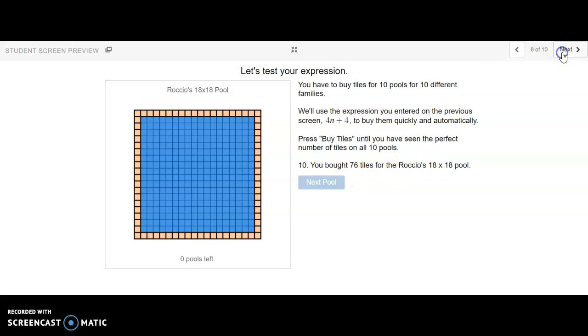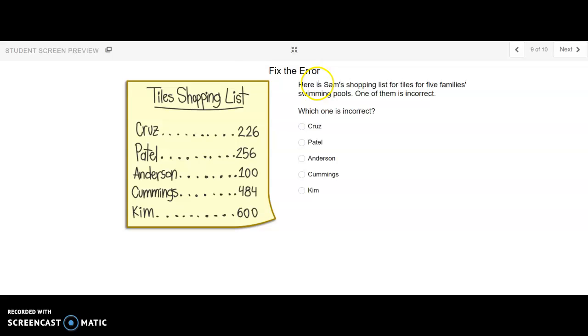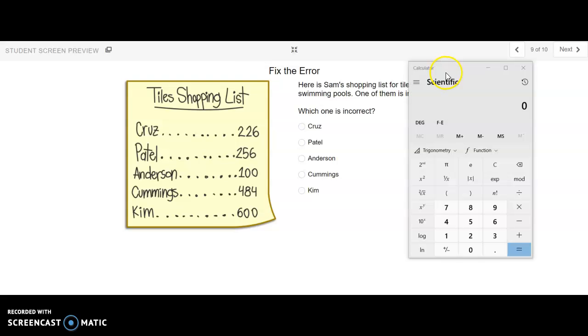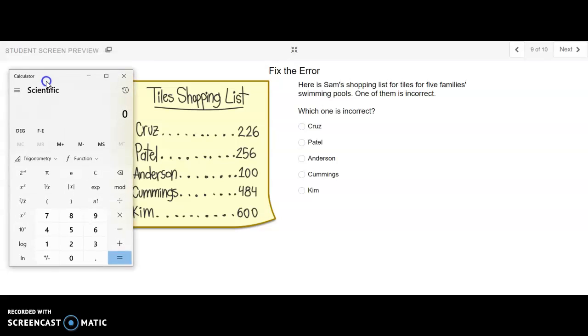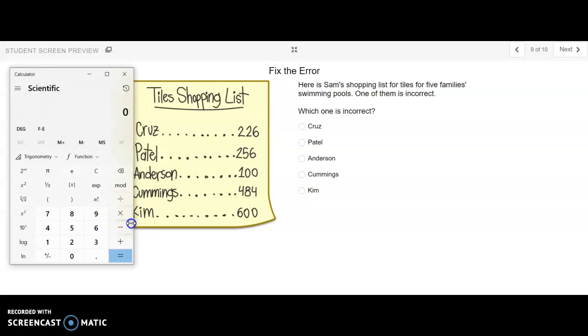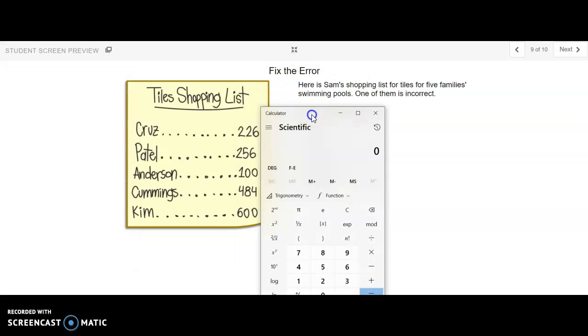If we hit the next one, we need to fix this error. There's Sam's shopping list for the tiles of 5 families' swimming pools. One of them is incorrect. I want you to take a second and figure out which one's wrong, and why it's wrong. Go ahead and do that. For this example, I'm actually going to go over it with you. We're going to look at these here, and I'm going to use a calculator to show you.